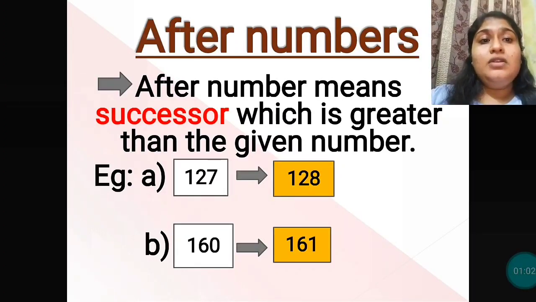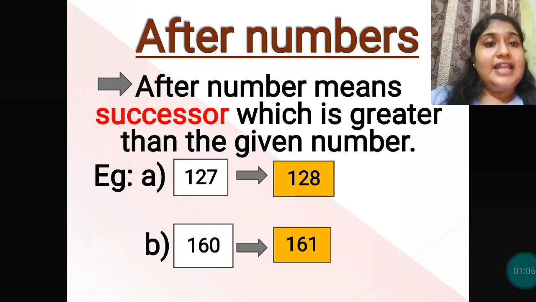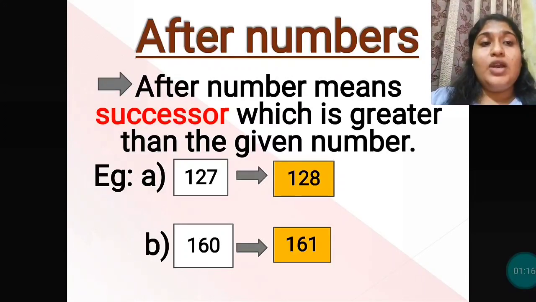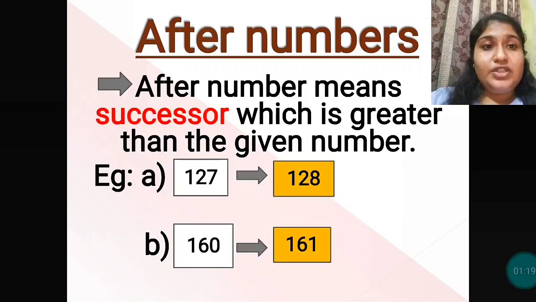And we have to write down the successor. Successor means after number. And as you can see, successor, after numbers, given numbers से greater होते हैं. Greater means बड़े होते हैं. So here 127 is smaller and 128 is the after number which is greater than 127. 161 is also greater than 160.